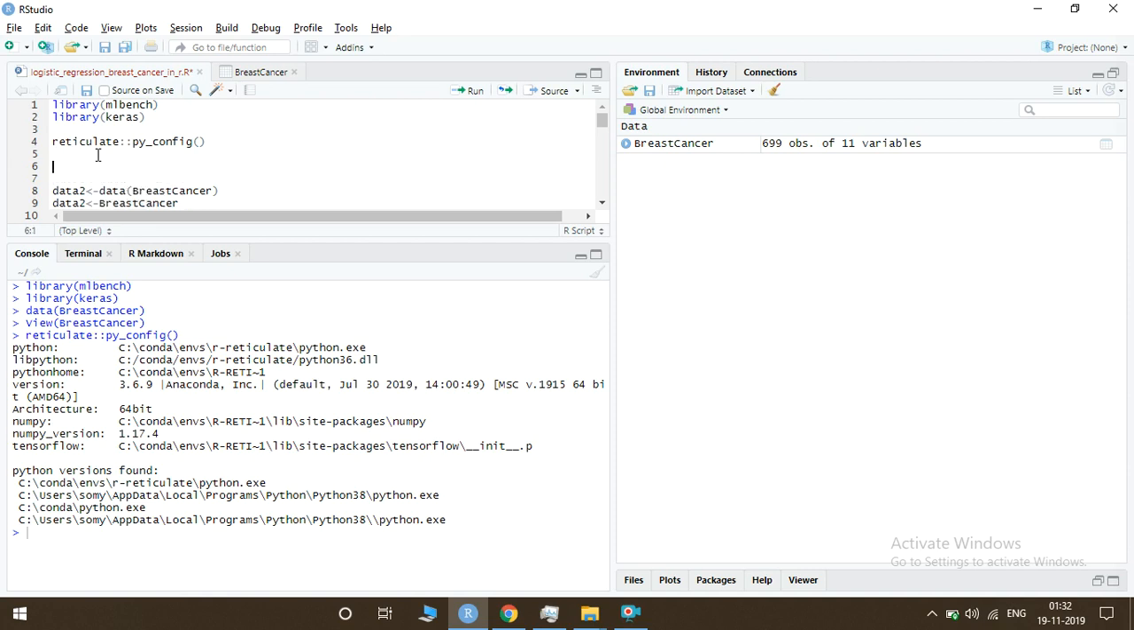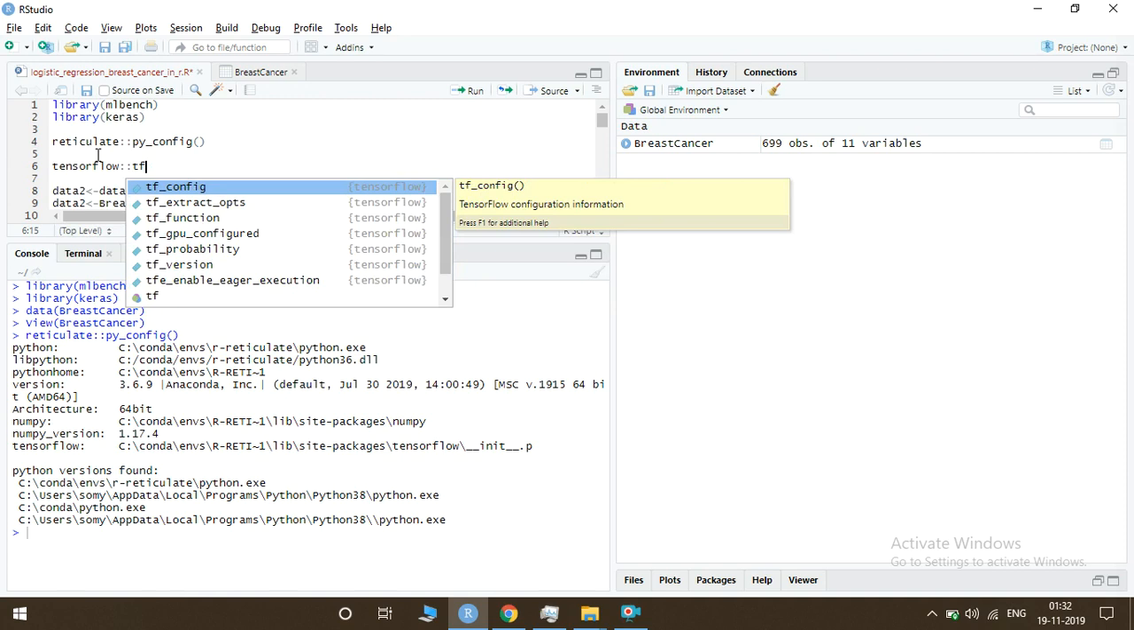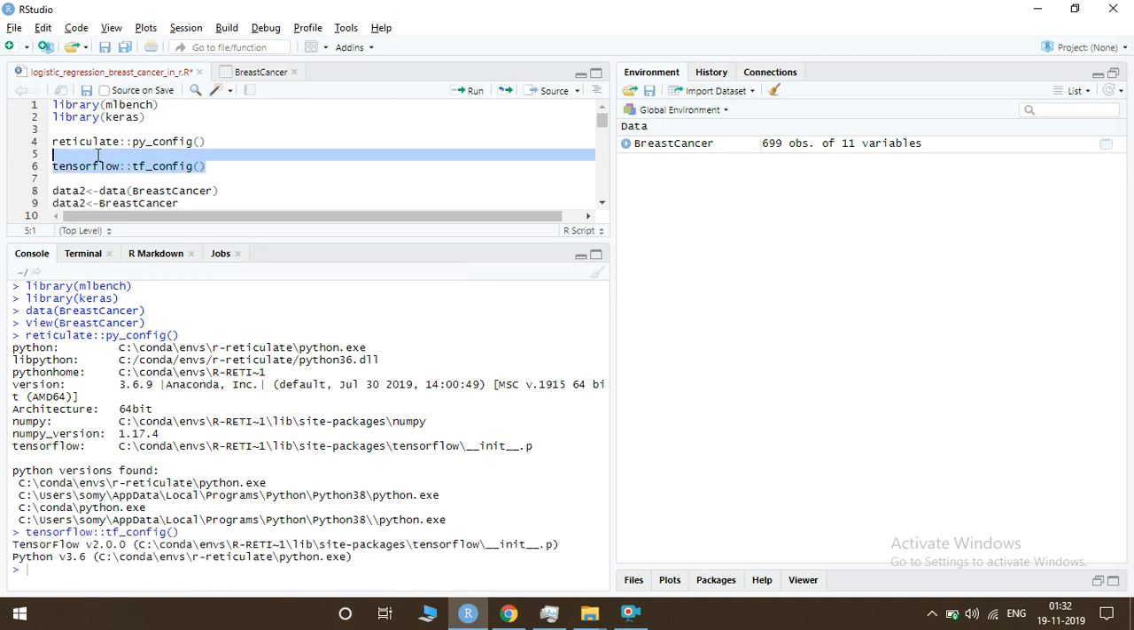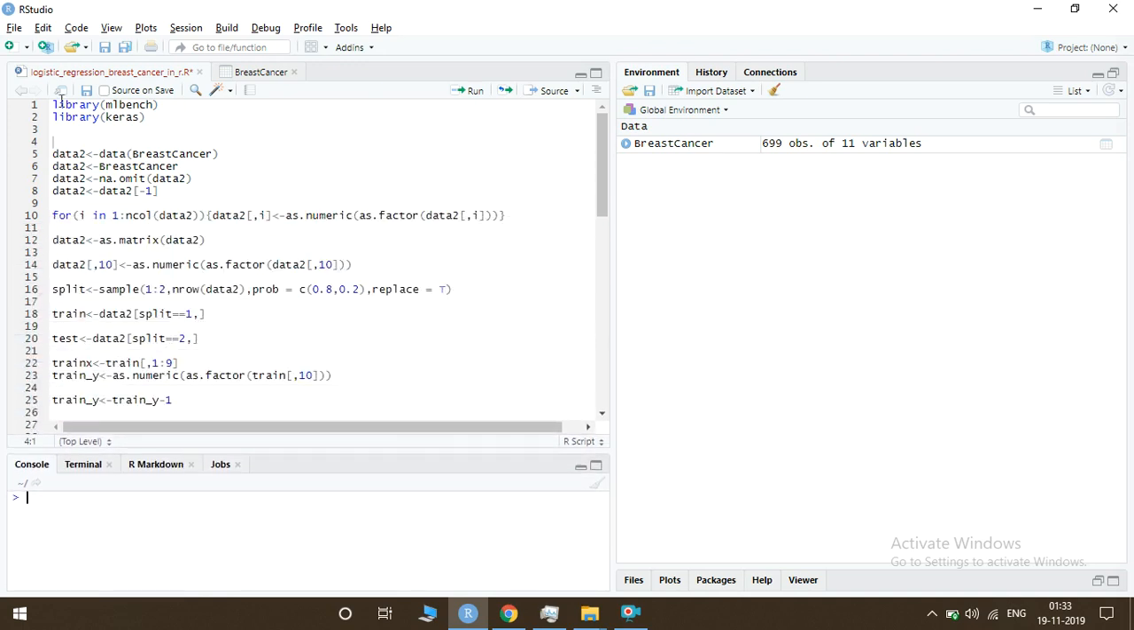All right, if you want to see the installation of TensorFlow, we would type tf_config. As you can see, the version I'm running is 2.0.0. Right, so this is how you can check the configuration of your Python, of Anaconda, or the backend your Keras package is running on. There are different ways. Right, so let's begin with the coding.